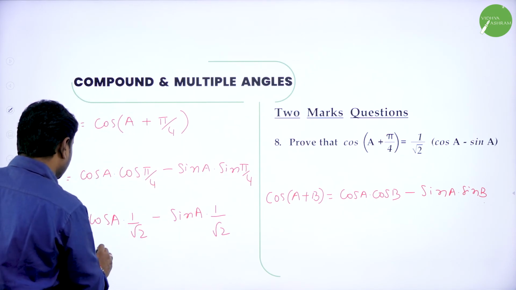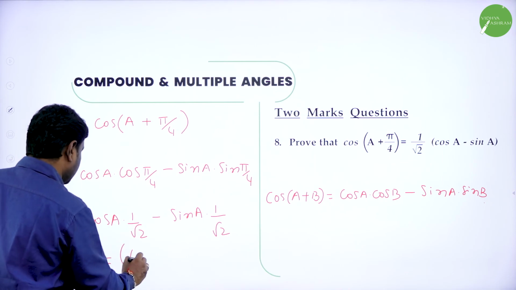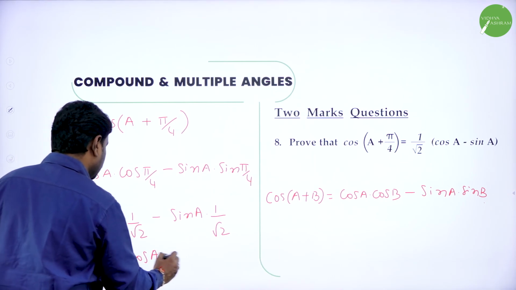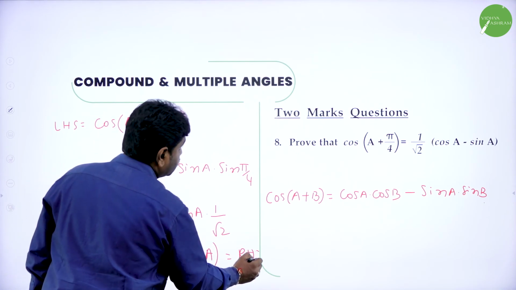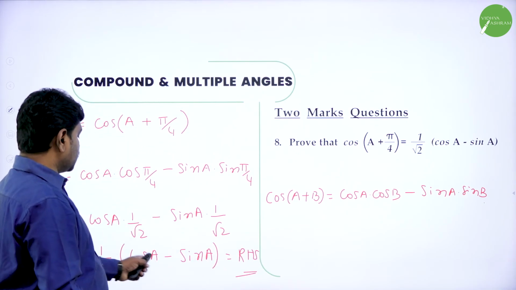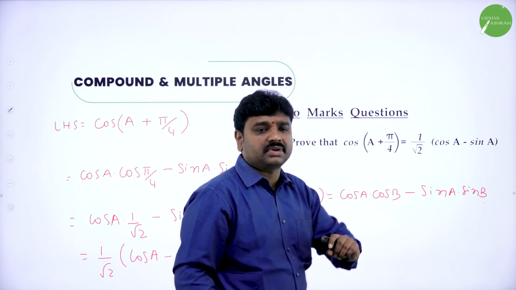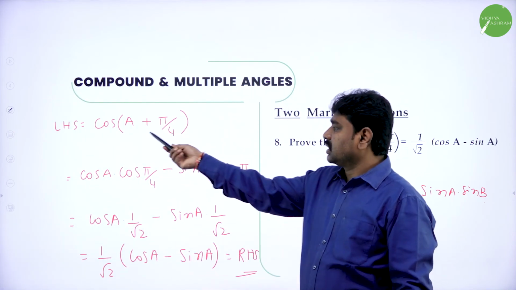Can I take 1 by root 2 common? If I take 1 by root 2 common, I am left with 1 by root 2 into cos A minus sin A. This is your RHS if you refer. So RHS is what? 1 by root 2 into cos A minus sin A. We got 1 by root 2 into cos A minus sin A. Hence the proof. Simple.